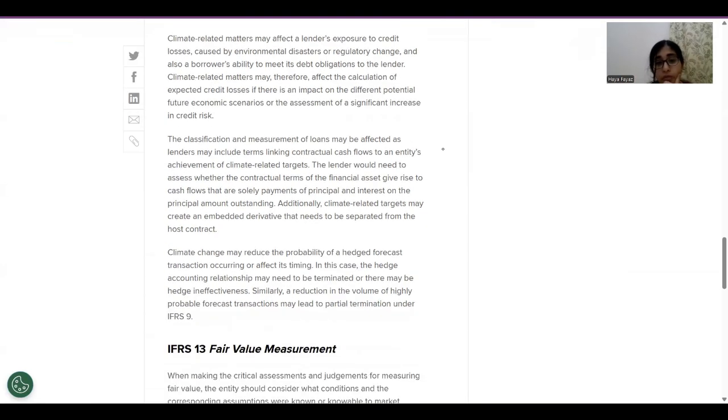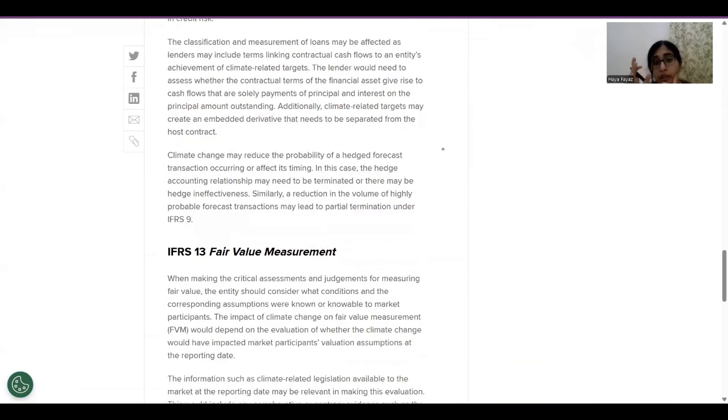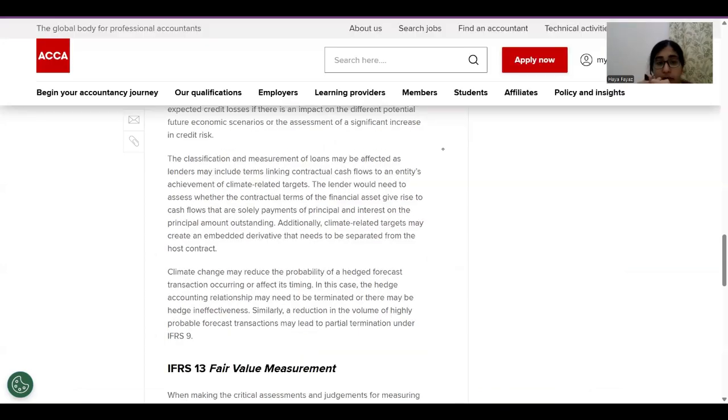The classification and measurement of loans may be affected as lenders may include terms linking contractual cash flows to achievement of climate related targets. So whether the contractual terms of the financial asset give rise to cash flows that are solely payments of principal and interest. The lender would need to assess whether the contractual terms of the financial asset give rise to cash flows that are solely payments of principal and interest on the principal amount outstanding. That is the contractual cash flows, that business model thing.